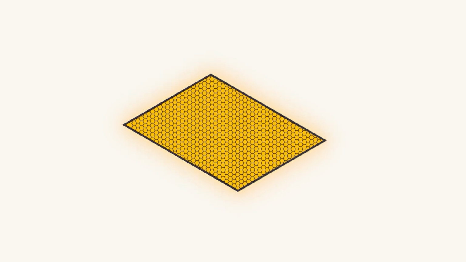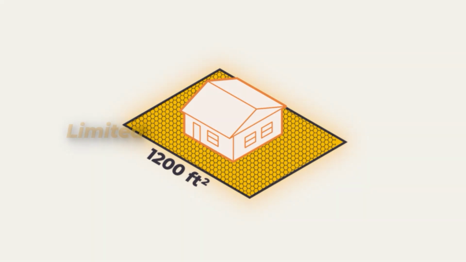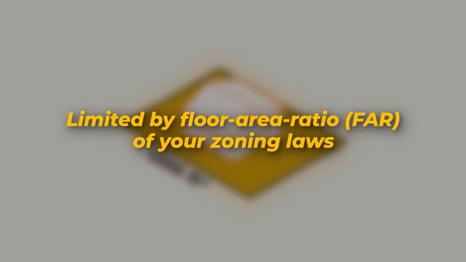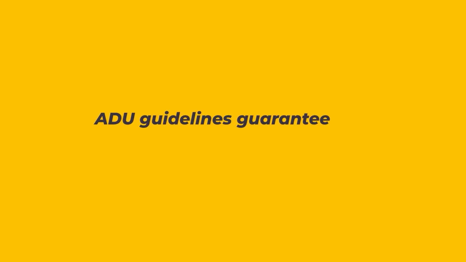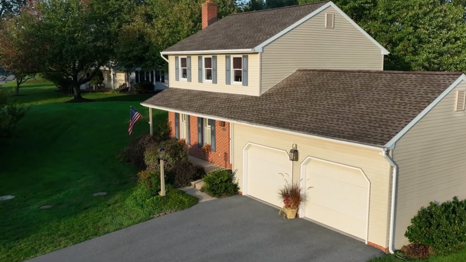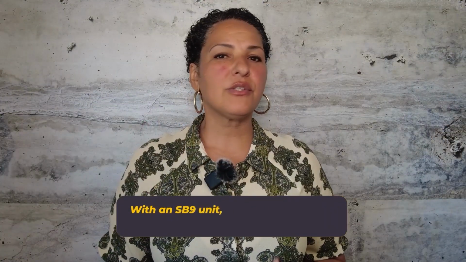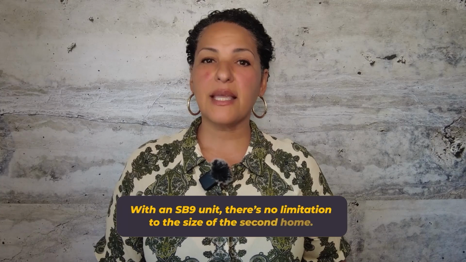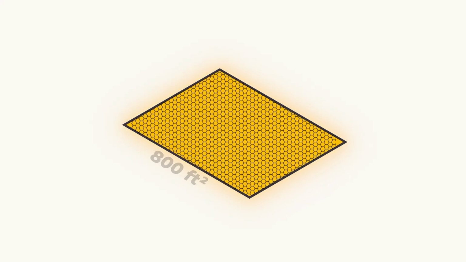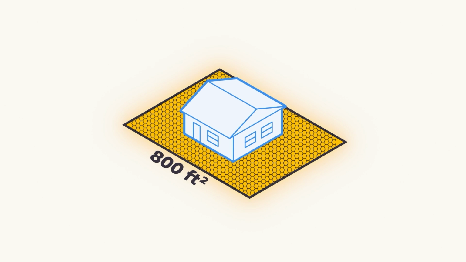Now let's get into the differences, starting with the size of the second unit you can build. Under ADU regulations, you can build up to 1,200 square feet, but this is often limited by the floor area ratio, or FAR, set by your local zoning laws. However, no matter what, ADU guidelines guarantee that you can build at least an 800 square foot unit, even if your FAR restriction would normally limit you to less. With an SB9 unit, there's no limitation to the size of the second home. But again, you must follow your property zoning FAR limitation. Just like with ADUs, SB9 guarantees you can build at least 800 square feet regardless of the FAR rules.